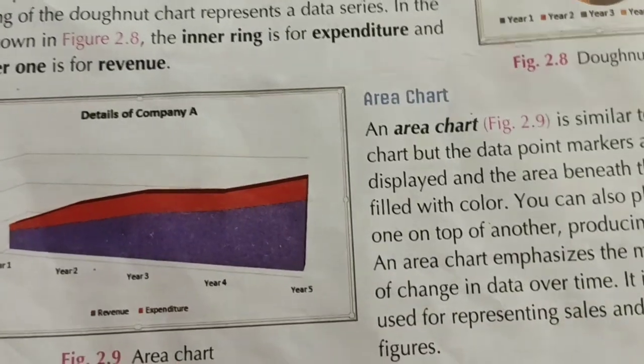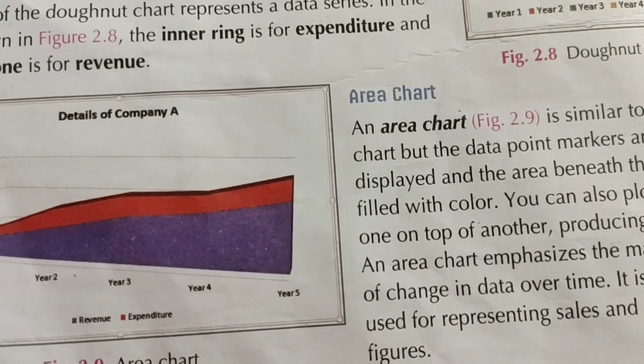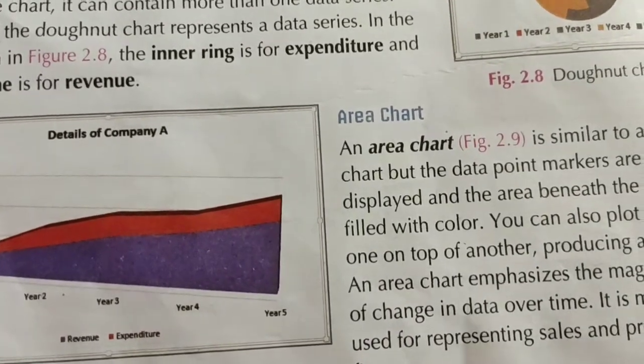Here it contains only a single numeric series, and a donut chart contains more than one data series. That is the difference between a pie chart and a donut chart. Clear? Area chart. An area chart is basically based on the line chart.